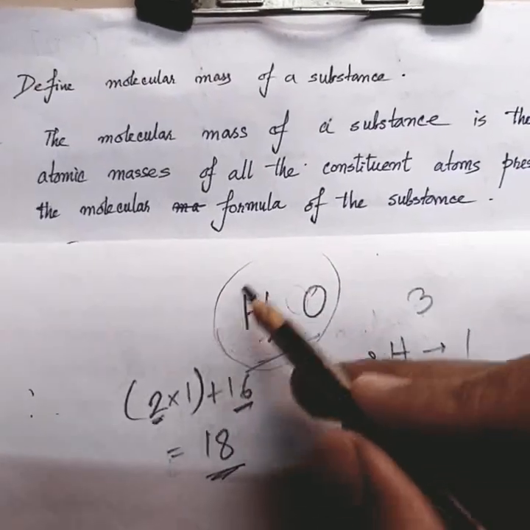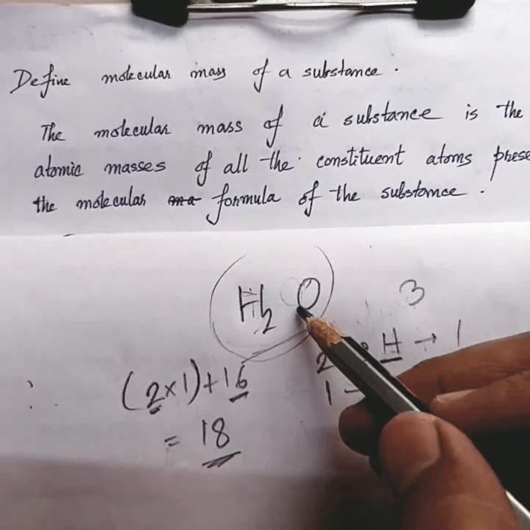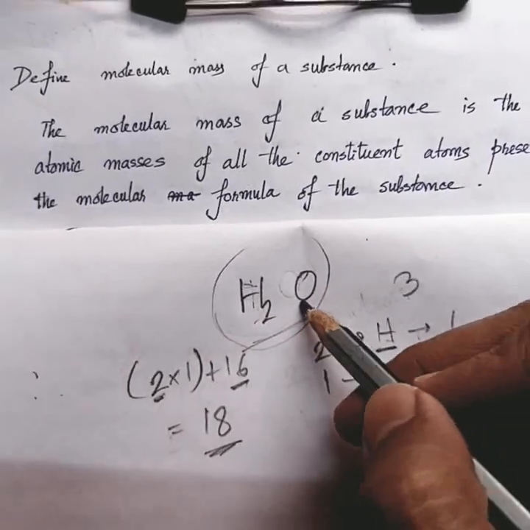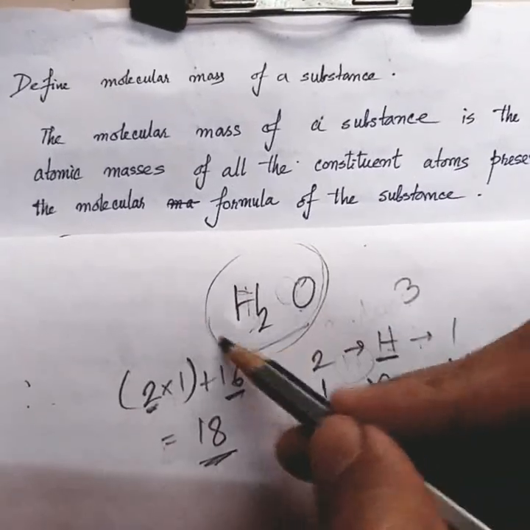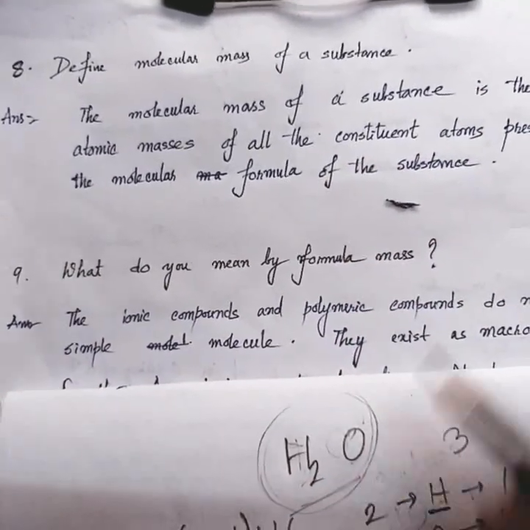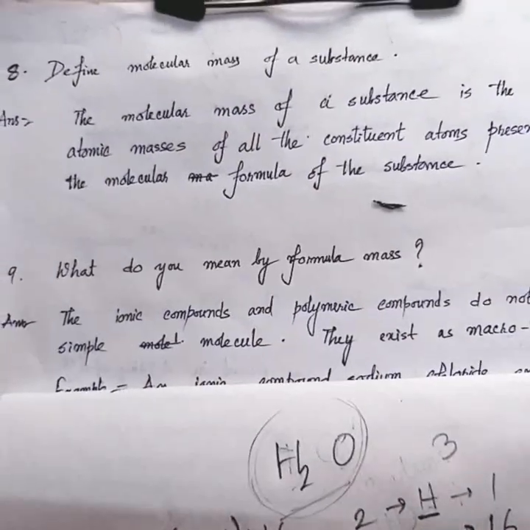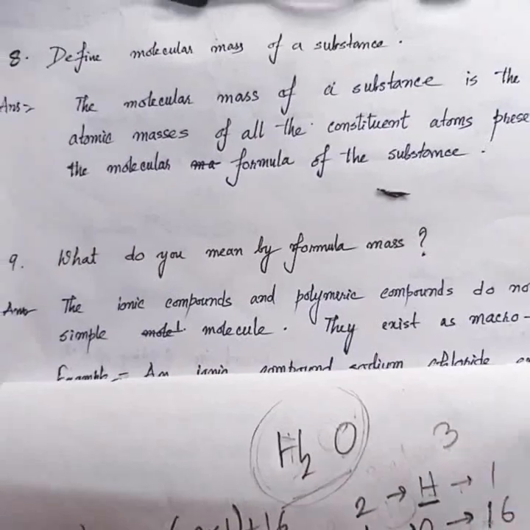So if a molecule is given and you know the atomic masses of all the atoms present in that molecular formula, then you have to simply add their masses to get the molecular mass of that formula. Remember that for this you need to remember the molecular formula of some elements.